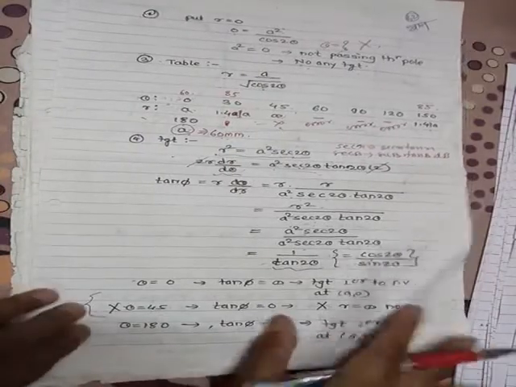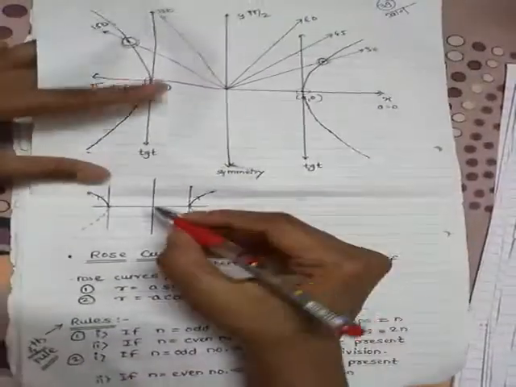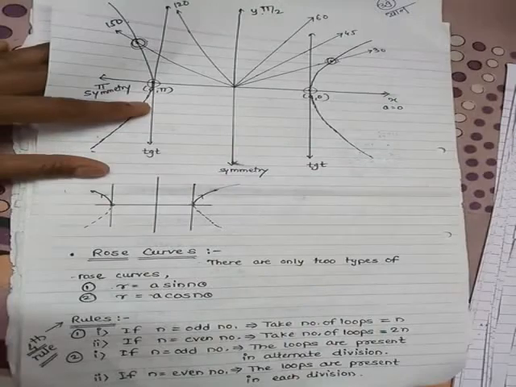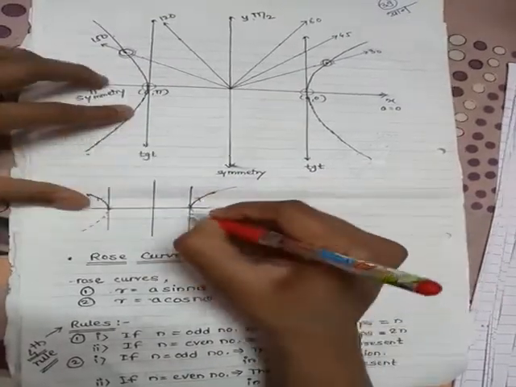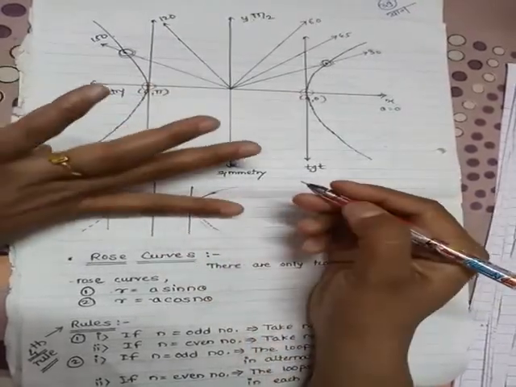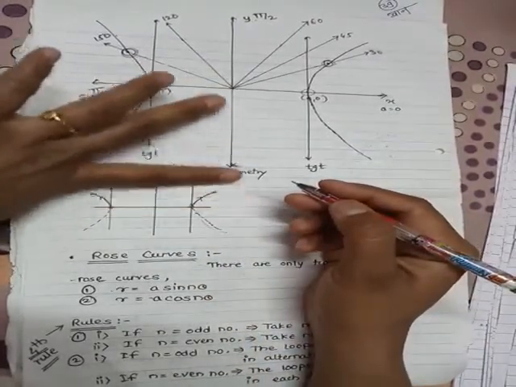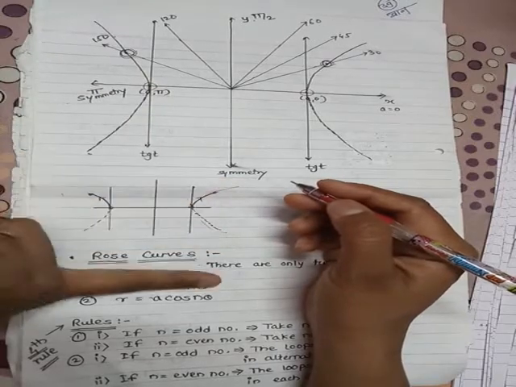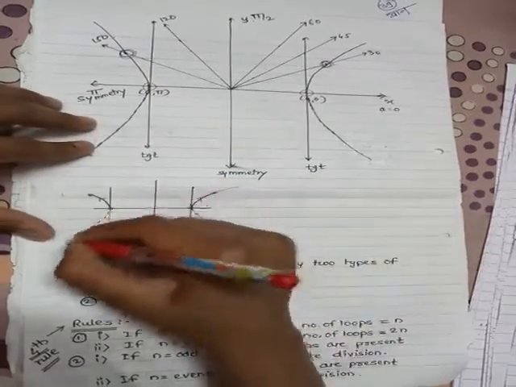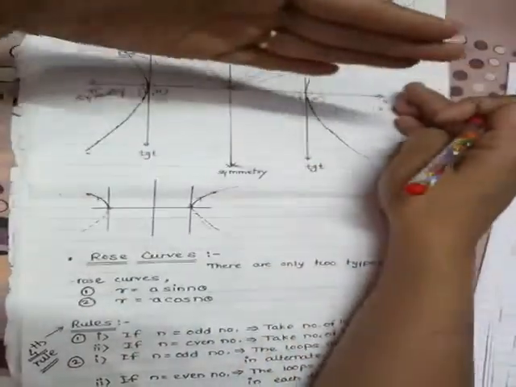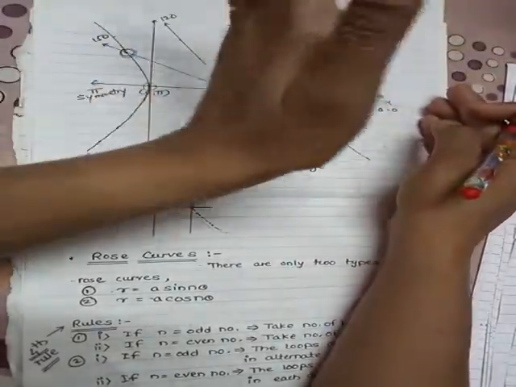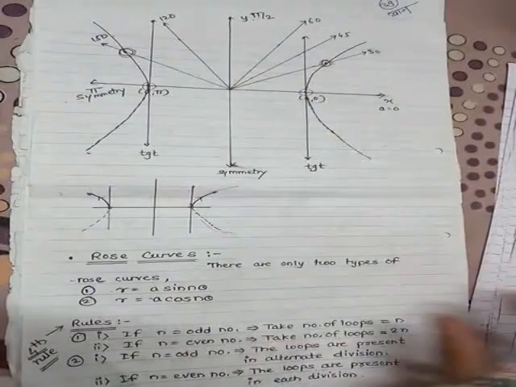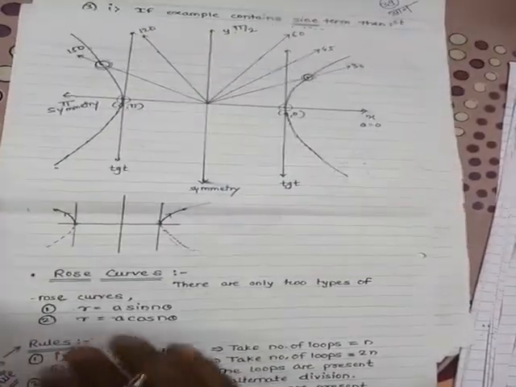So here, by plotting the points we get this part. Symmetry is about the initial line also, so we have to join. The same curve which is on the upper side, we have to draw on the lower side. So we have this final curve. The curve looks symmetric about x-axis, symmetric about y-axis, and also the pole. So this is your curve.